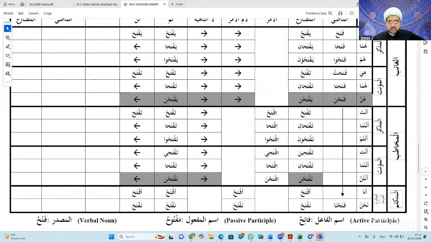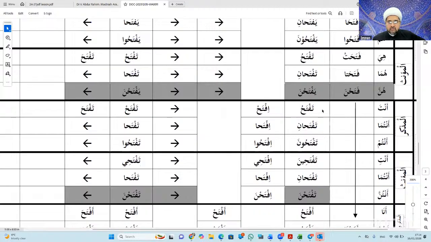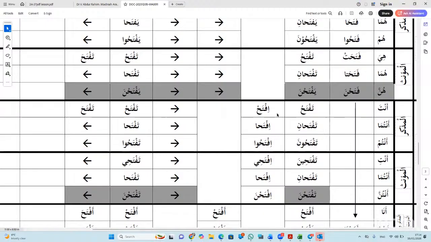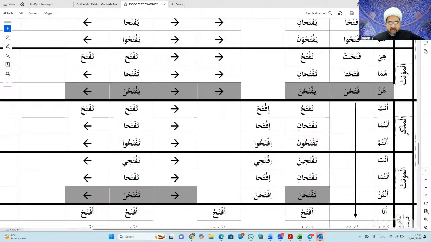Okay, no problem. So over here now, the next one is Fataha Yaftahu. Taftahu is you are opening, and the command is Iftah, Iftah. And as you hear, why is it Iftah? Why can we not say Aftah? Why is it Iftah?